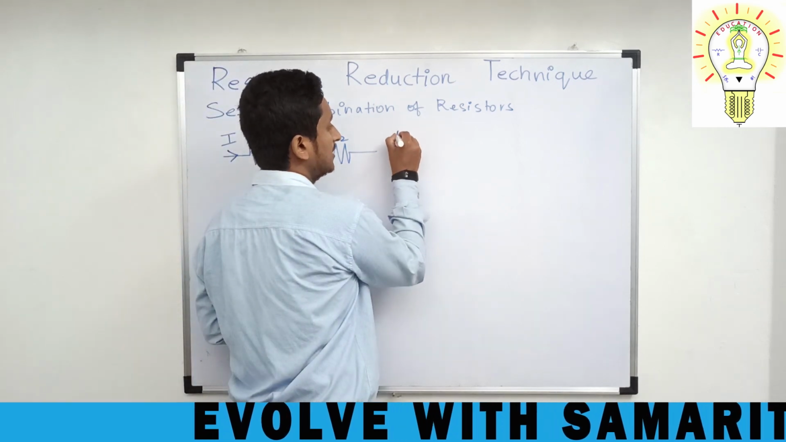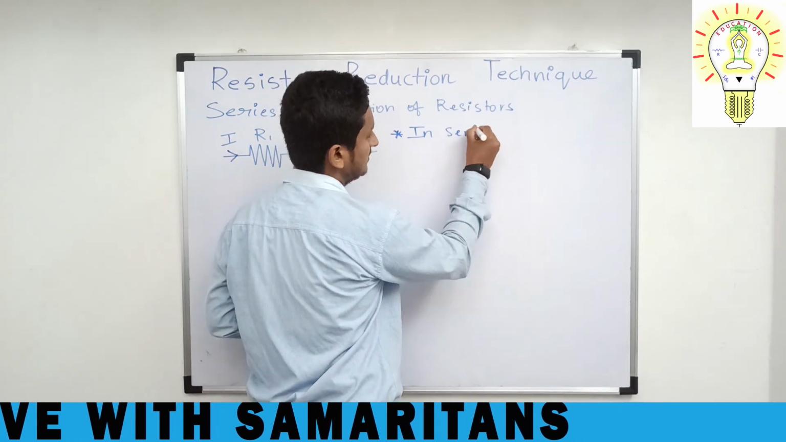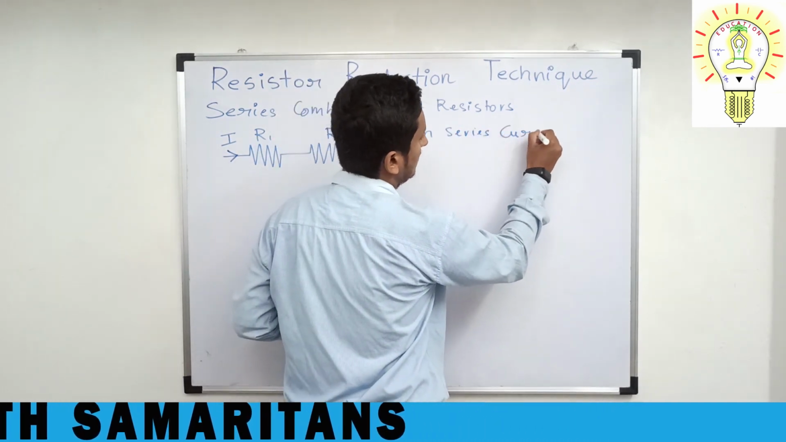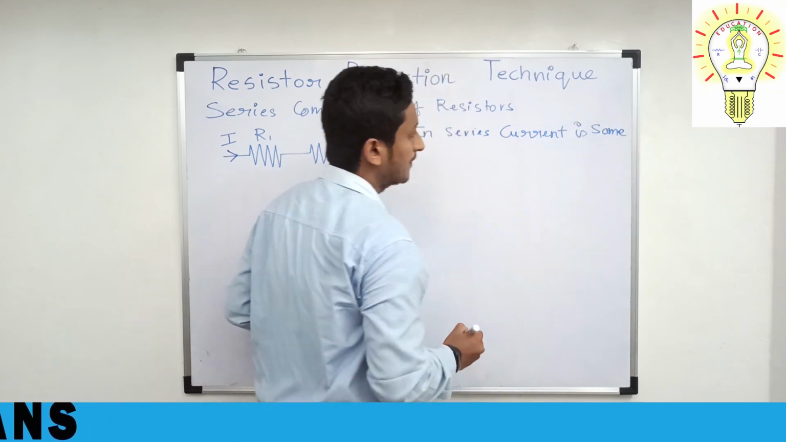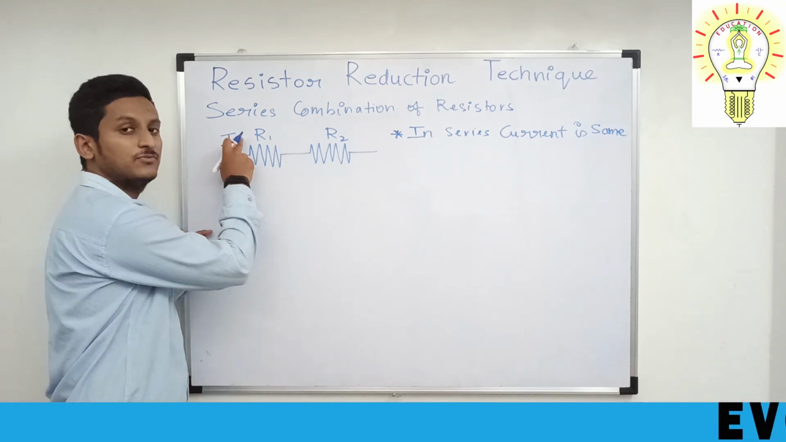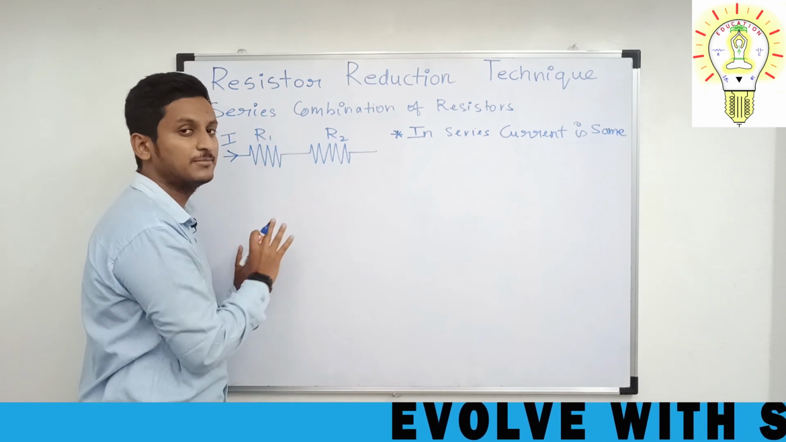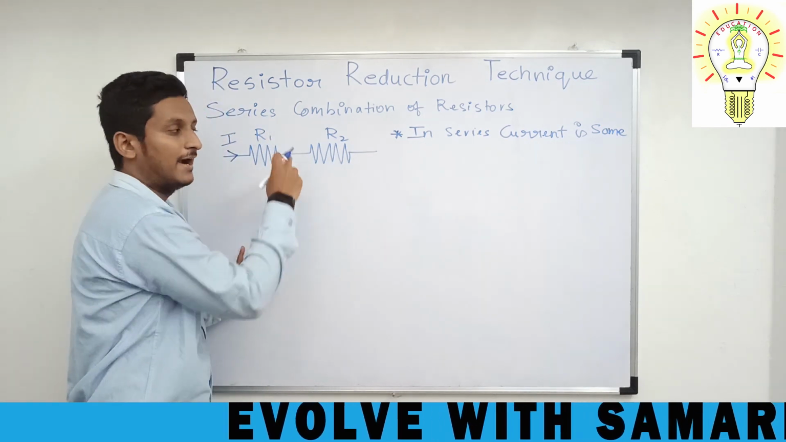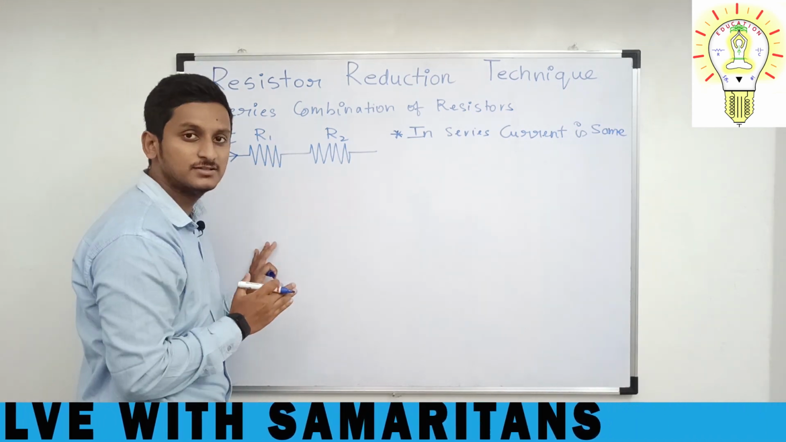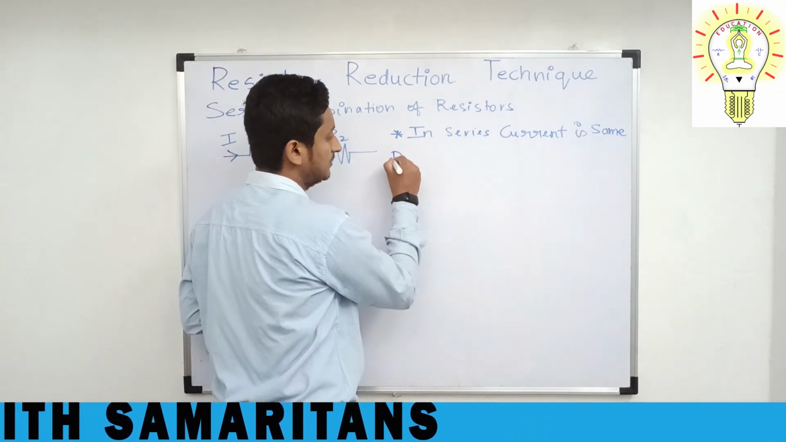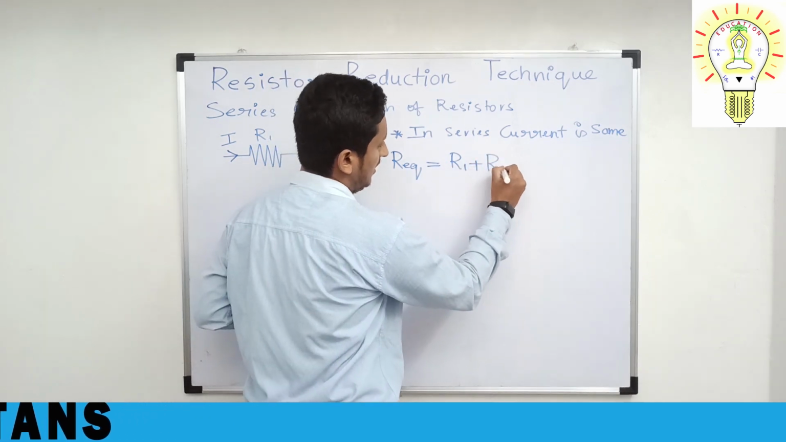Now I am writing that point: in series, current is same. That means in resistor 1 also I current flows, in resistor 2 also I current flows. Not only in 2, if it is more than that also same current flows. This is the main point in this. And next, how can we calculate the equivalent resistance when R1 and R2 are connected in series? Right? Now let us see what is that formula. R equivalent is equal to R1 plus R2.